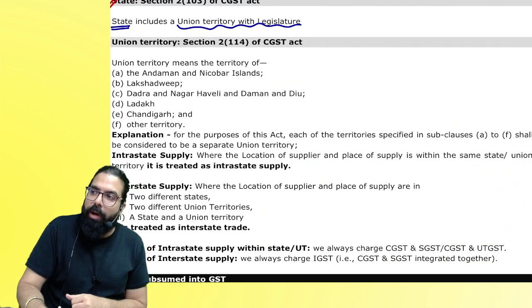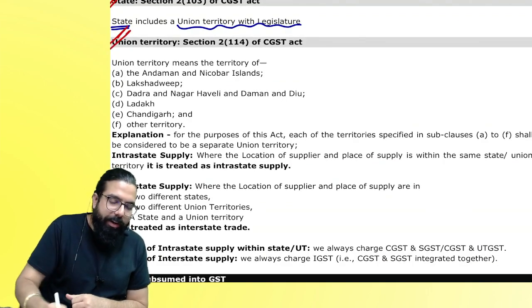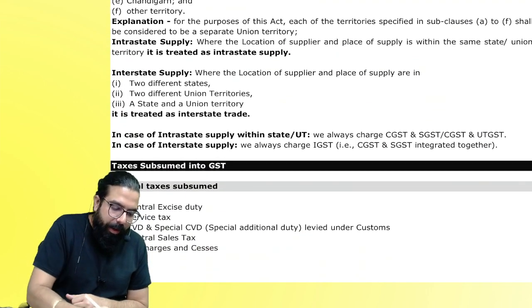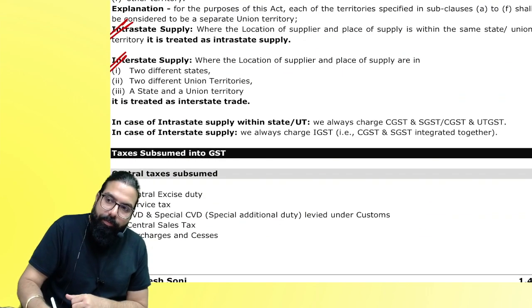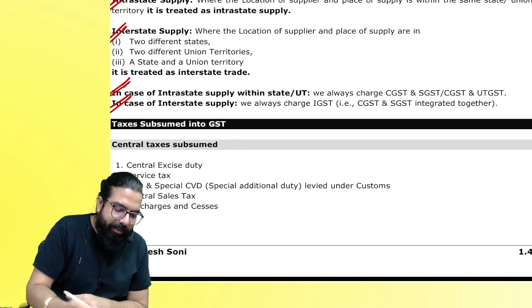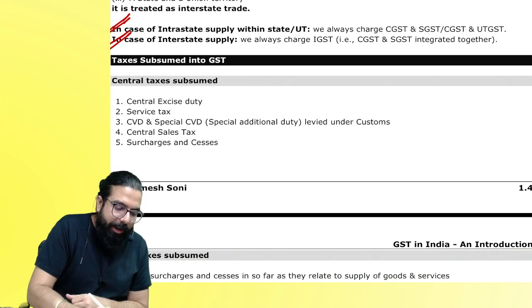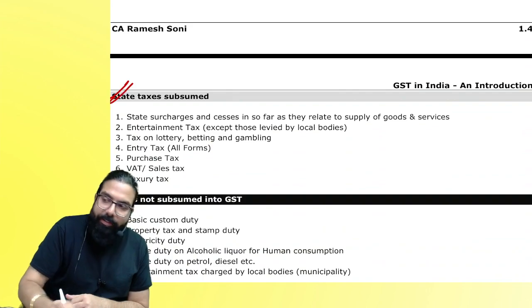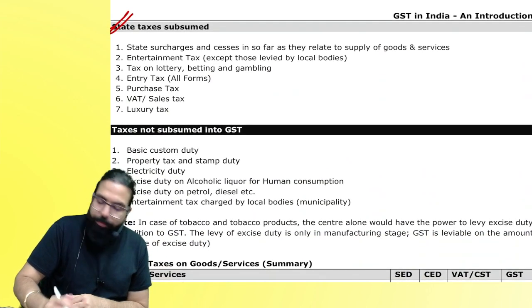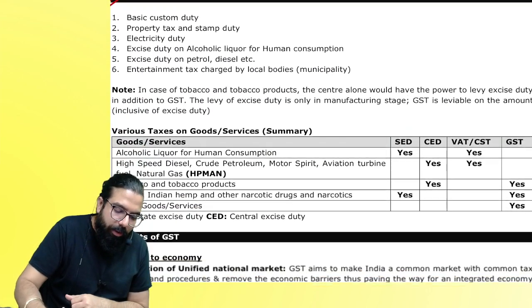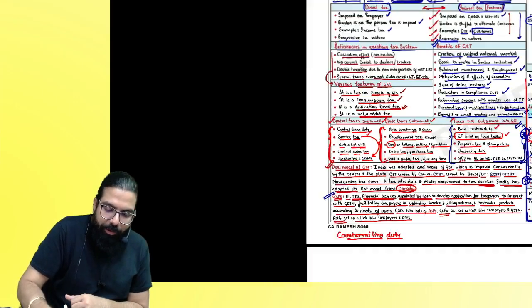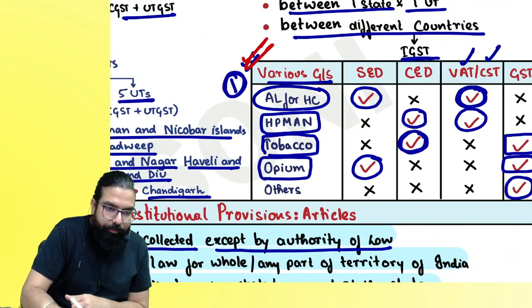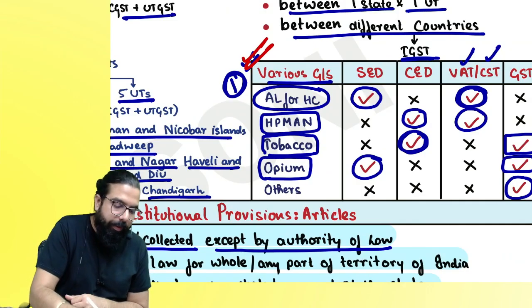We understood state. How many states, everyone? How many union territories, everyone? 5. I told you what is inter. I told you when CGST, SGST, when IGST. I told you about central taxes gone. State taxes. Yes or no? Taxes which are not gone. What are the various goods and services? Where is it? Here. Can I go ahead, everyone?